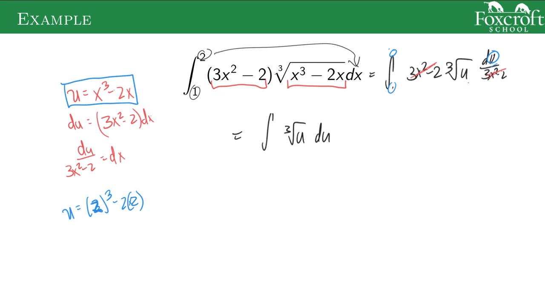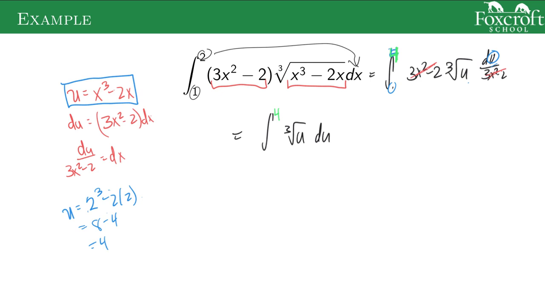Let me just erase that and rewrite it because that was very bad. X is 2, so that means I'm going to do 2 cubed minus 2 times 2, which is 8 minus 4, which is 4. So if x is 2, u is 4, so now I can put a 4 up here, which means there's also going to be a 4 there.